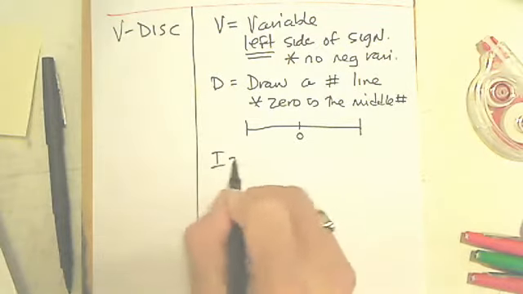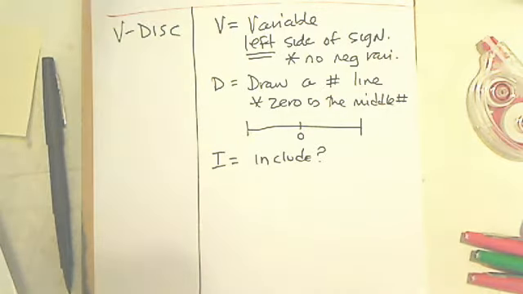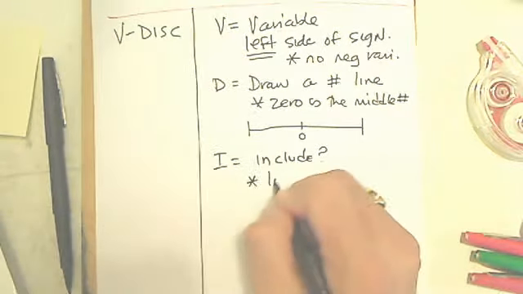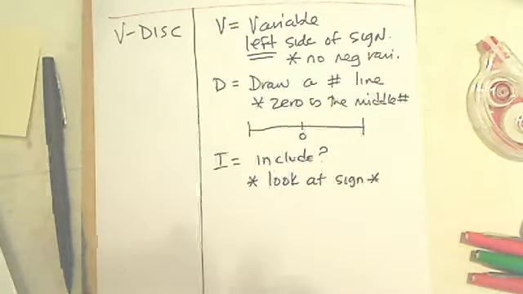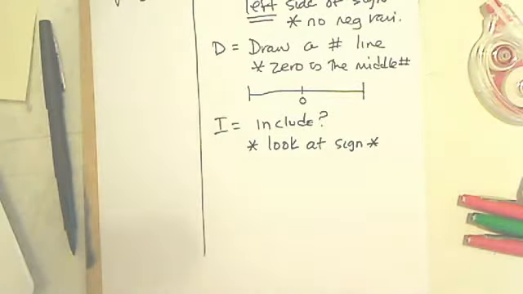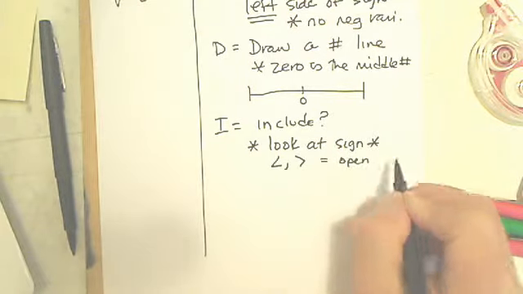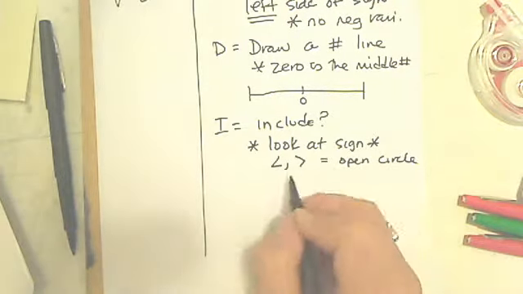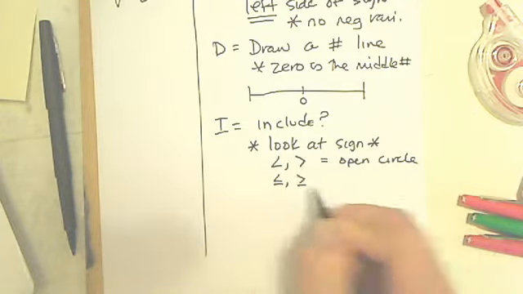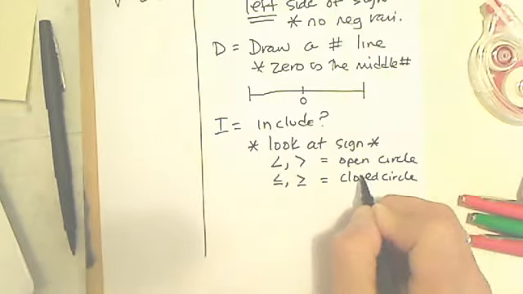I, include, question mark. How do we know what to include? Look at the sign. The sign is the clue. If it's less than or greater than, it is an open circle. If it's less than or equal to, greater than or equal to, it is a closed circle. And we'll talk about that in just a second, why that is.